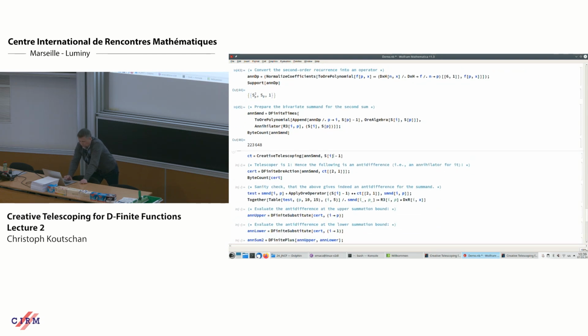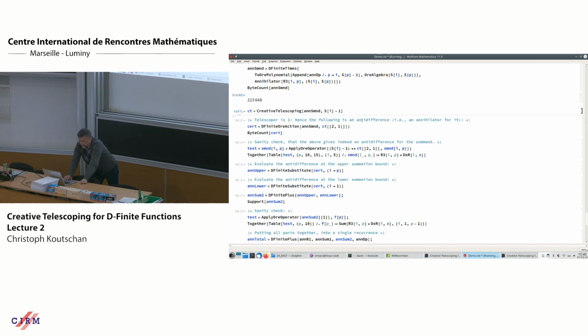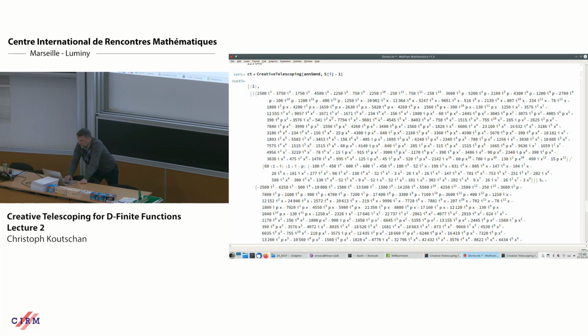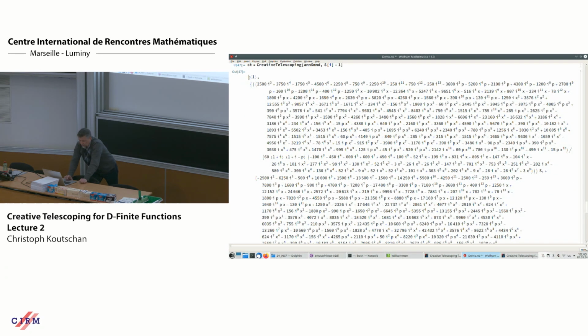We see things grow. And now we can run the creative telescoping. We run Chyzak's algorithm. It takes a few seconds. And we get something. And you see, we get a telescoper that is just 1. So that tells us that actually this function is indefinitely summable. Like in the hypergeometric setting, we would say Gosper summable.